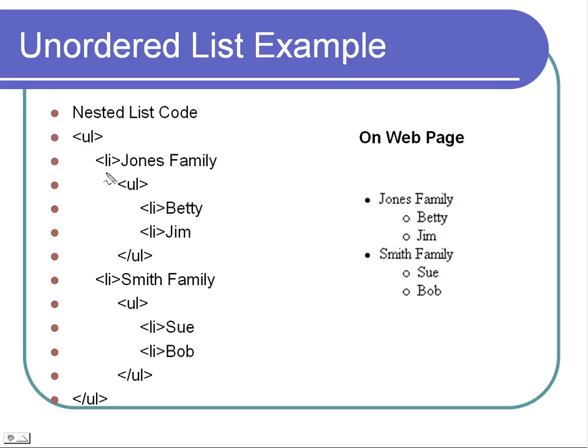Here's an example of an unordered nested list. Again, I have my begin tag and my end tag of the list itself. I have my list items for that list. Here's one of them. Here's the other one. The Jones family and the Smith family. But within each of those items, I have created another entire list. There it is with its begin tag and end tag and its items here and here. The same goes down here.